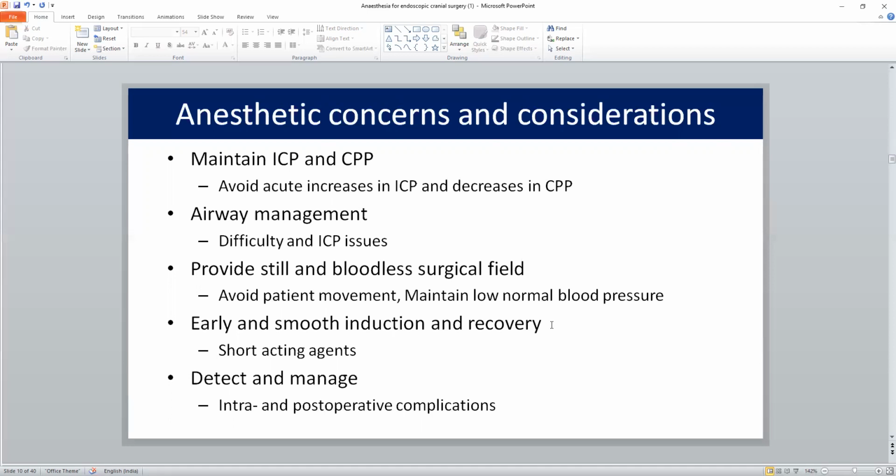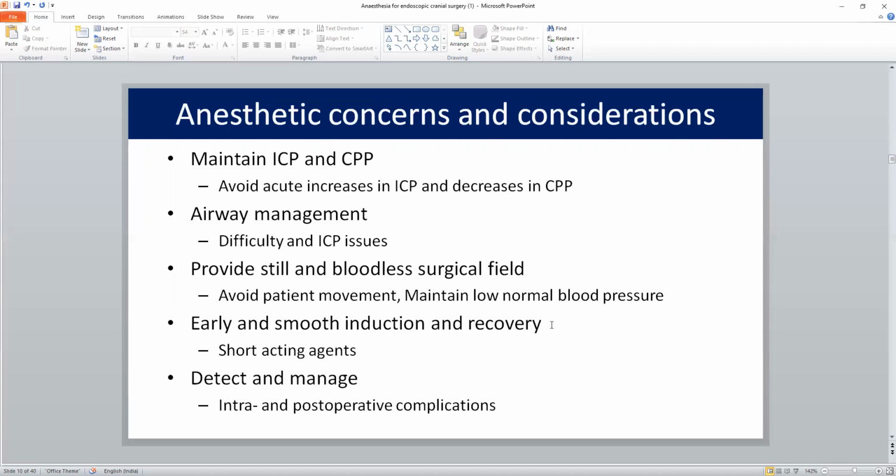The other consideration is to provide a still and bloodless surgical field. As I said, blood is the enemy for endoscopic procedures. So you have to avoid patient movement and maintain low normal blood pressure. Following endoscopy, remember that it is a very short procedure. So early and smooth induction and recovery is required, and use of short-acting agents such as propofol, desflurane, or sevoflurane, and short-acting opioids such as fentanyl are desirable as compared to longer-acting agents.